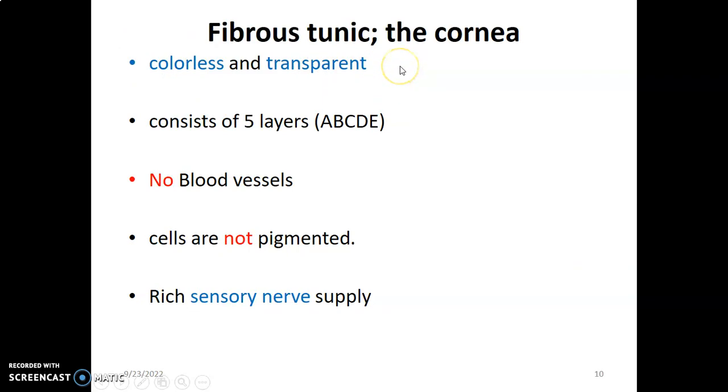So what are the 5 layers? A is the anterior epithelium, which is stratified squamous. B is the Bowman's membrane, made up of collagen fibers and no cells. C is the corneal stroma, made up of connective tissue, and you have regularly oriented collagen fibrils. Regular, because you need it to be transparent and allow light to pass through. D is the Descemet's membrane. It's homogeneous, so it has collagen filaments in 3 dimensions.